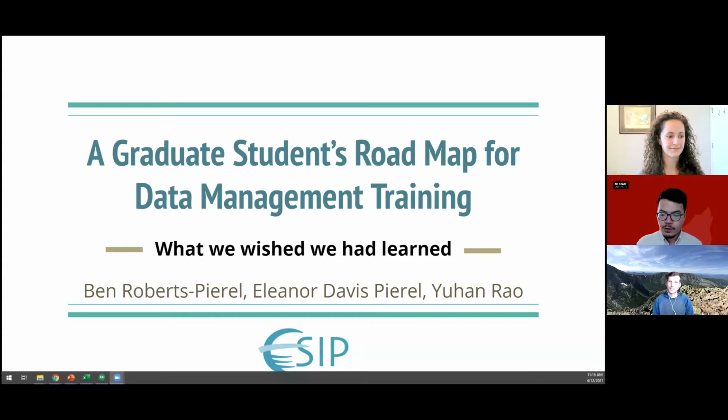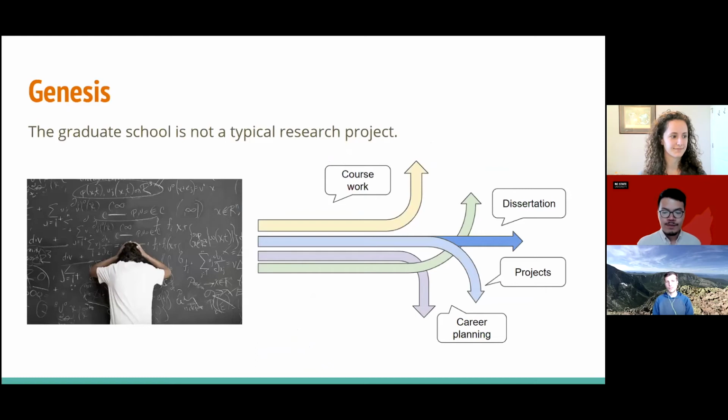Today, we are going to go to a demo of a grad student's roadmap for data management training. This document is a product from a 2020 ESIP summer meeting session convened by three of us who were both ESIP community fellows from 2019. The origin of this session comes from a chat among ESIP community fellows when we were all sharing what we wished we had learned during grad school about data management training. Although there are only a handful of us, we realized that there is a lack of proper training for data management in graduate school.